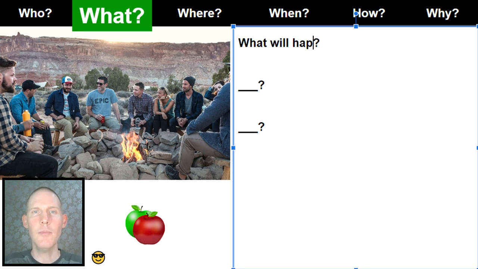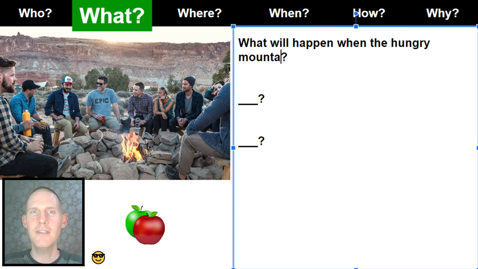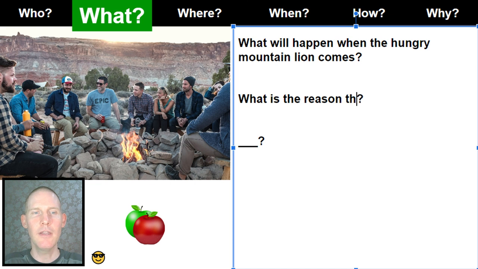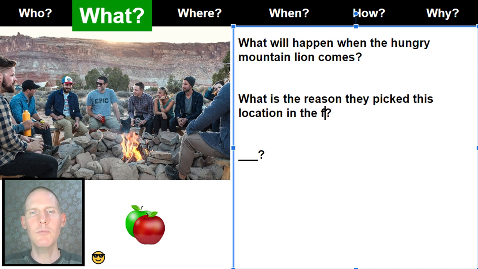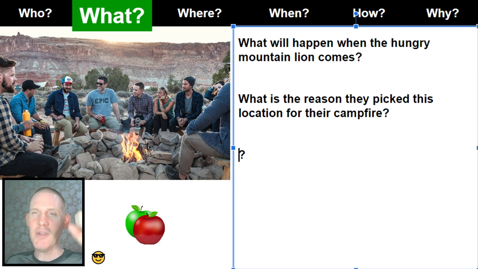What will happen when the hungry mountain lion comes? Now it's getting interesting. What is the reason they picked this location in the first place? Oh, for their campfire. Their campfire. All right, let's do another what? The first one in the comment.